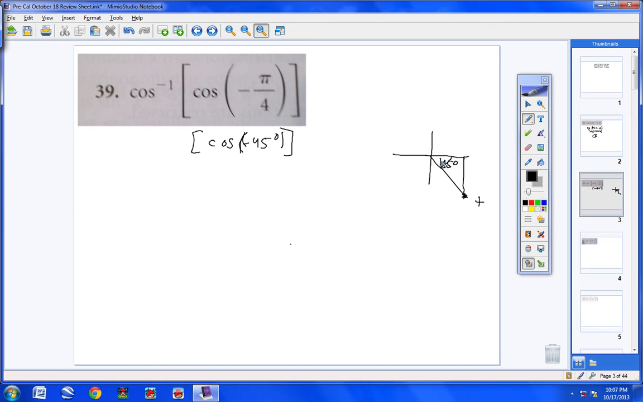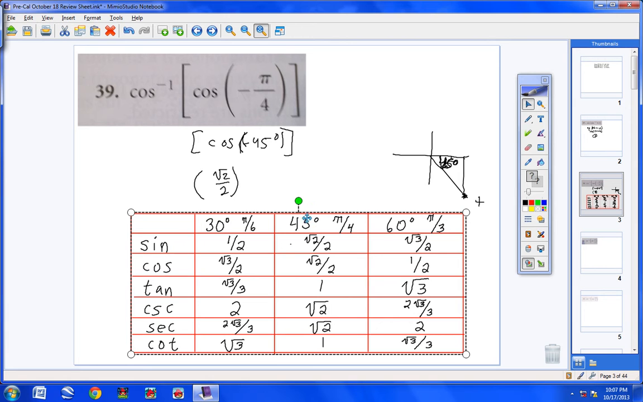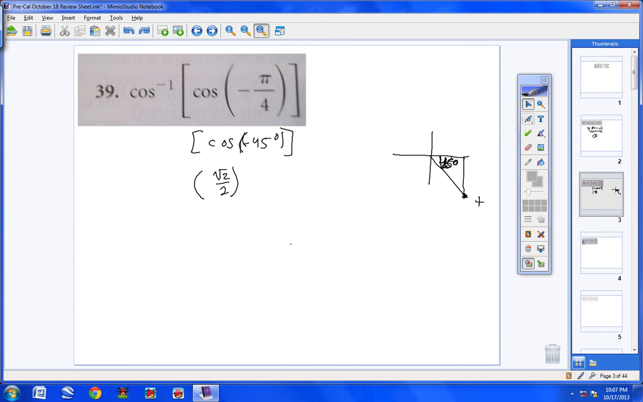So I can find the cosine of 45 degrees right here, as long as I remember that in this quadrant cosine is positive. So the cosine of negative 45 degrees is the same thing as the cosine of 45 degrees, as long as I remember it's positive. So now what I have is square root of 2 over 2. Where did that come from? Well, I just showed you: the cosine of 45 degrees is square root of 2 over 2. And then bring down your inverse cosine.